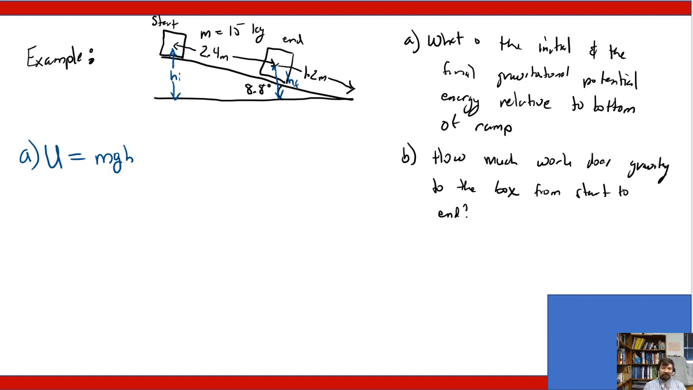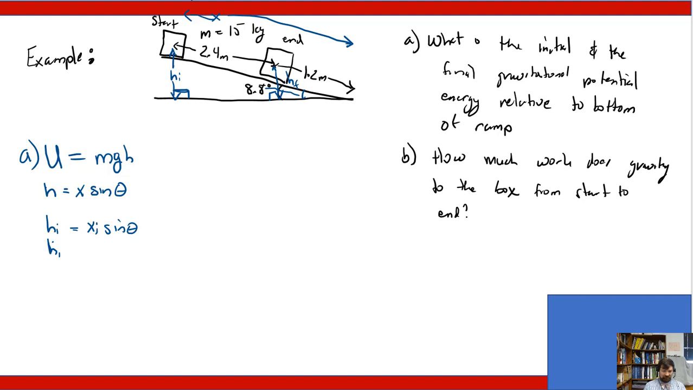And basically, I can see that the height is sort of across from the angle in a right triangle, because this is always going to be a right angle. Height versus horizontal is a right angle. And so this angle right here is my 8.8 degrees. So height, if this is the x direction, height is x times the sine of the angle. Okay, so height initial would be x initial sine theta.